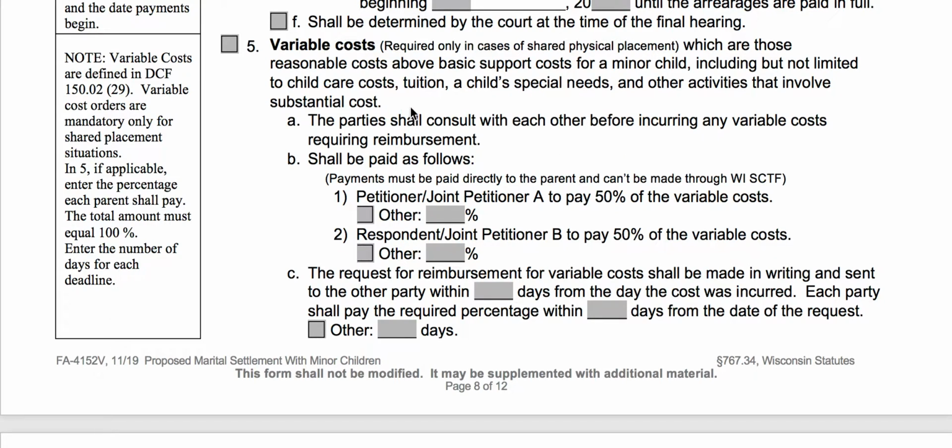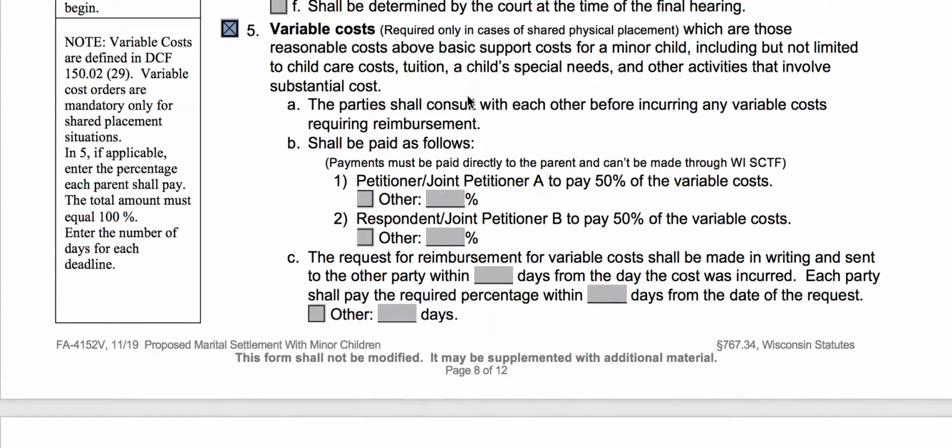But assuming you need to fill it out, you'll check the box by 5 to put us in the variable cost section. And then down here, you're just going to indicate how you're going to split it. If it's going to be 50-50, you don't have to write any percent in. If it's not going to be 50-50, that's where you would check other and write in the way you're going to split it. So if they were going to split it 75-25, that would be how that would go.